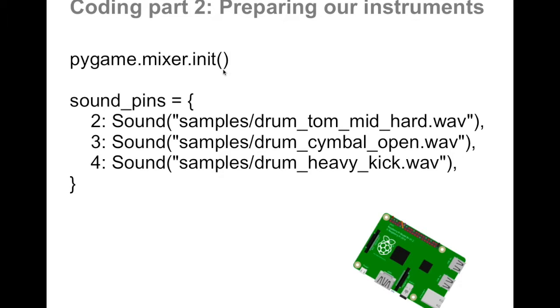To use Pygame, we need to initialize. So we initialize the Pygame mixer, and then we create a dictionary which will store all of the samples that are being used, and we'll link them to GPIO pins, in this case pins 2, 3 and 4.